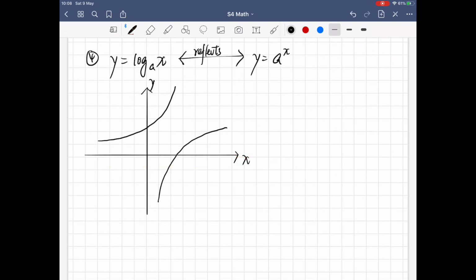The fourth thing I want to remind you is the reflection between y equals log x with base a and the exponential function y equals a to the power x. Again, if one of the curves is y equals log x with base 3, its reflection will become y equals 3 to the power x. But be careful, this time the axis of reflection is here, and it is y equals x.